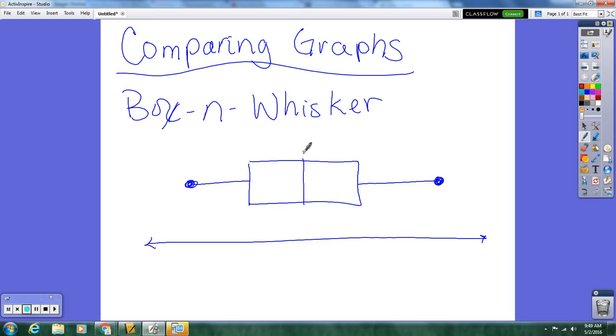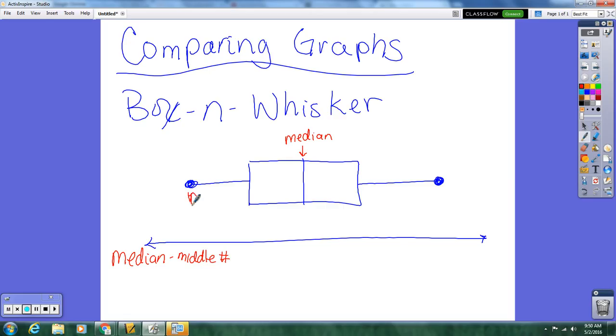This is the median. Anybody know what the median is? The middle number. So the median, and this is just review. The median is the middle number in the data set. Meaning if you put all the data in order from smallest to largest, the median is the middle number.